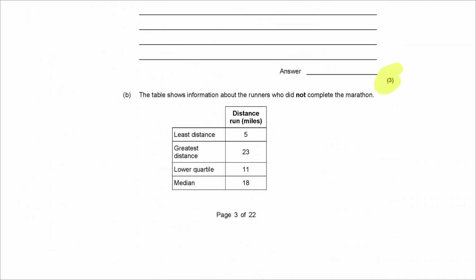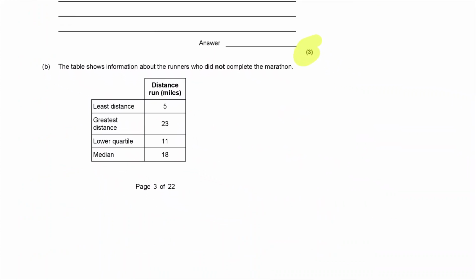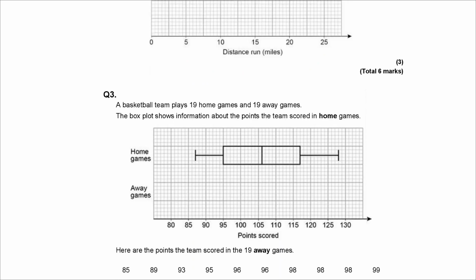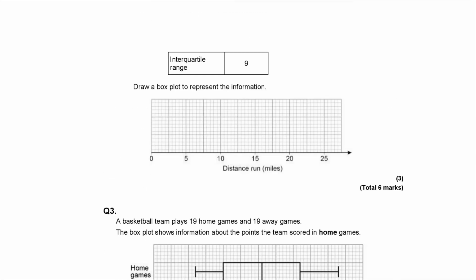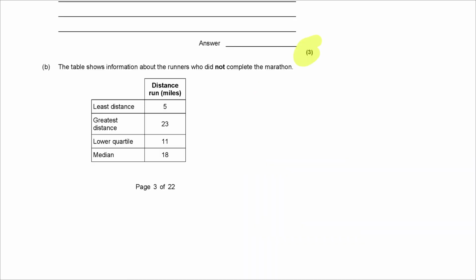And then part B is this. It says the table below shows information about the runners who did not complete the marathon. So you've got some information here, and then the question says, draw a box plot to show the information. We've just done this on question 1.